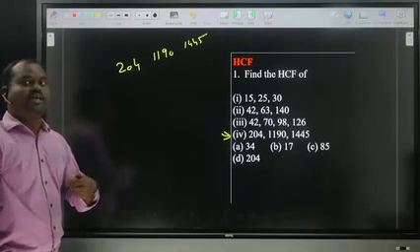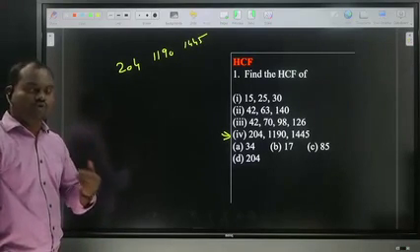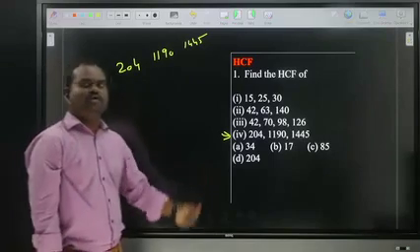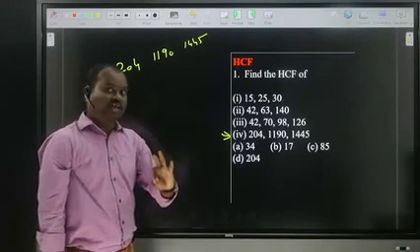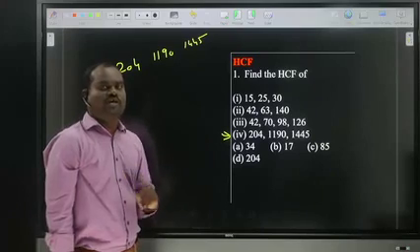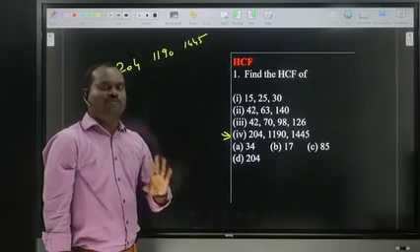Whenever you are not getting the idea very soon, go through the options. Okay? Whenever we are not getting the idea very soon, then go through options. So among the numbers, don't see the options one by one.